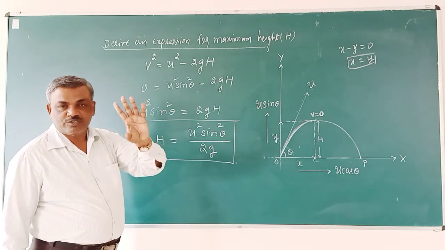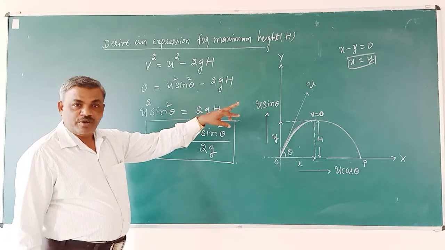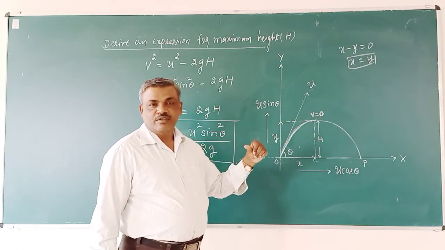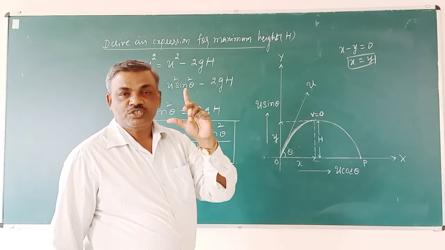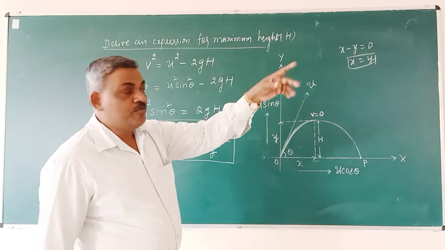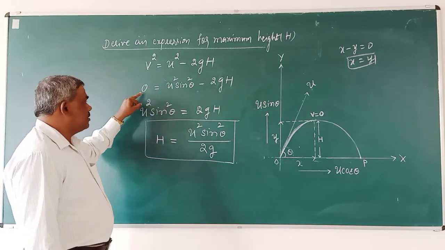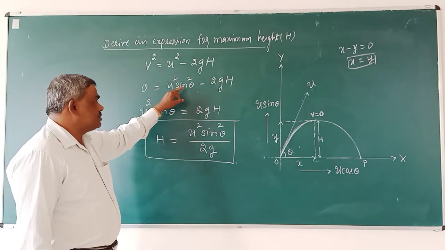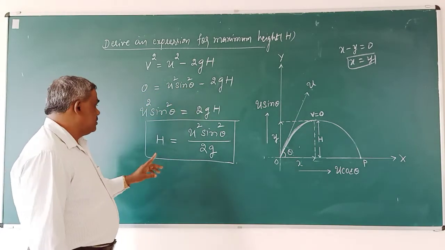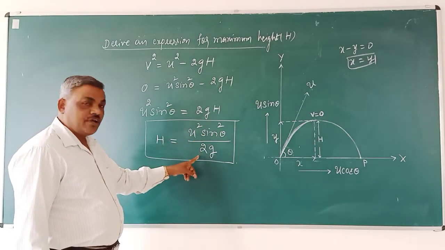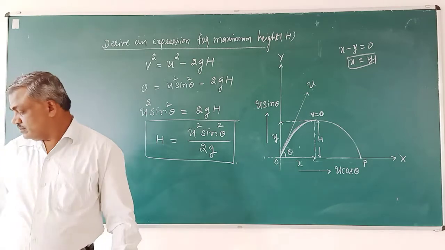Once more, students: the vertical component of velocity v equals 0 at the maximum height. The equation of motion under gravity for upward motion is v square equals u square minus 2gh. With the vertical component 0, we get u square sin square theta minus 2gh. Now simplify: h equals u square sin square theta by 2g.